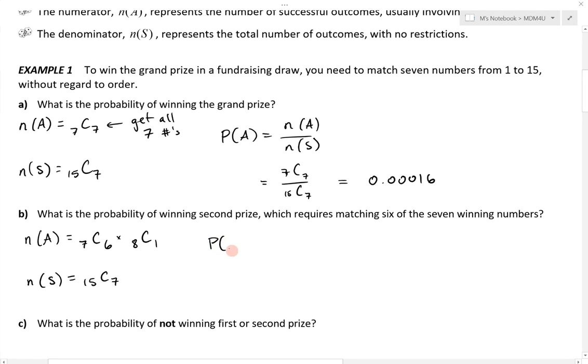So my probability of winning matching 6 numbers out of the 7 using this probability formula is going to be equal to 7 choose 6 times 8 choose 1 divided by the total number of outcomes, 15 choose 7. And that's going to be 0.0087.